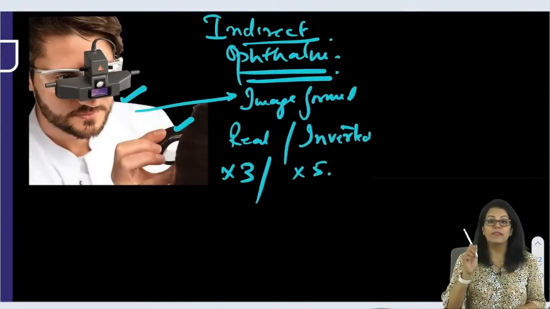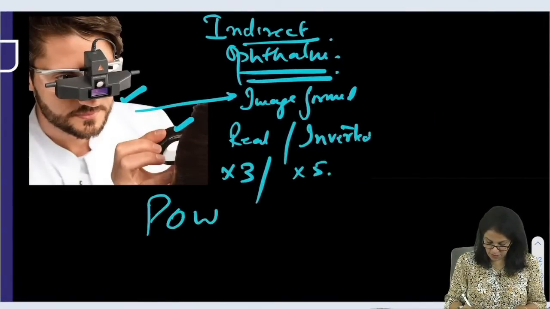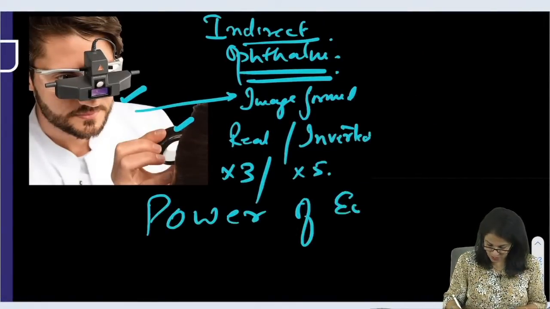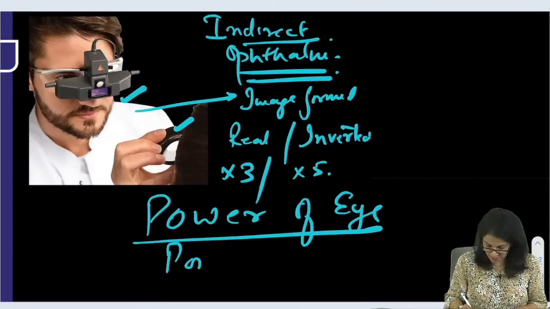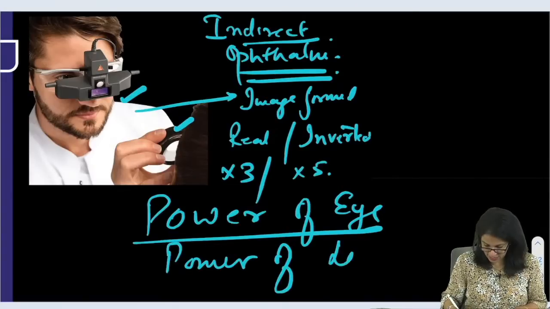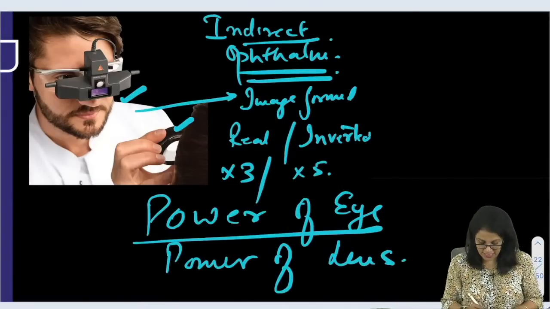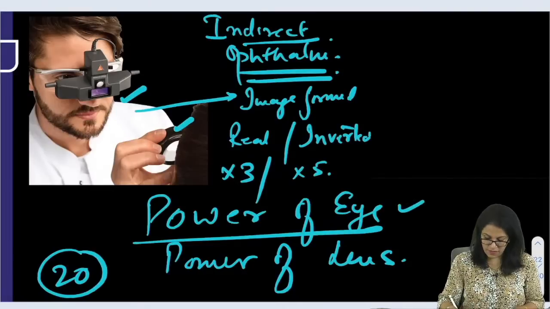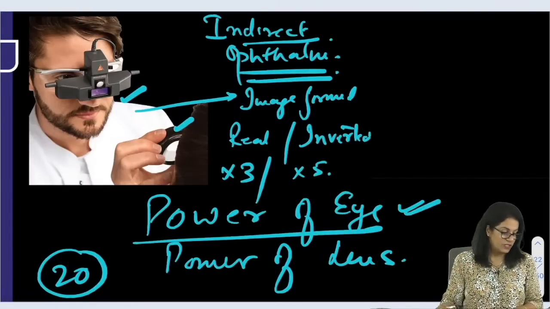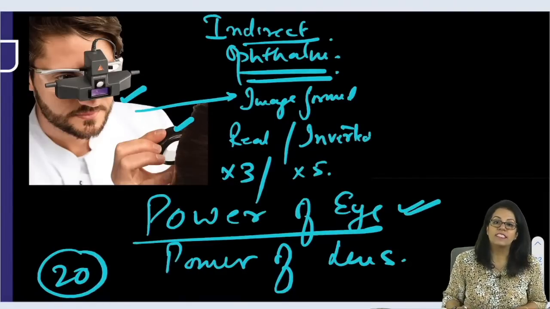Okay. How do you calculate the magnification? It is power of eye upon power of lens. Don't forget this. Power of eye upon power of lens. So commonly used power of the lens, 20 diopters. So power of eye, that you have to decide. So now be alert. I am asking a question here.